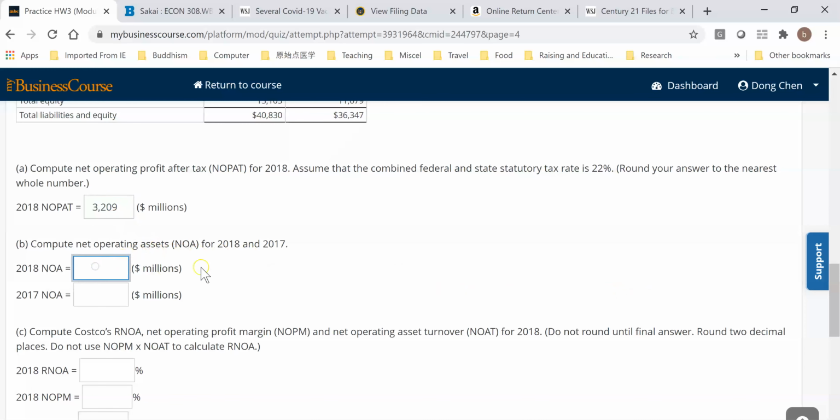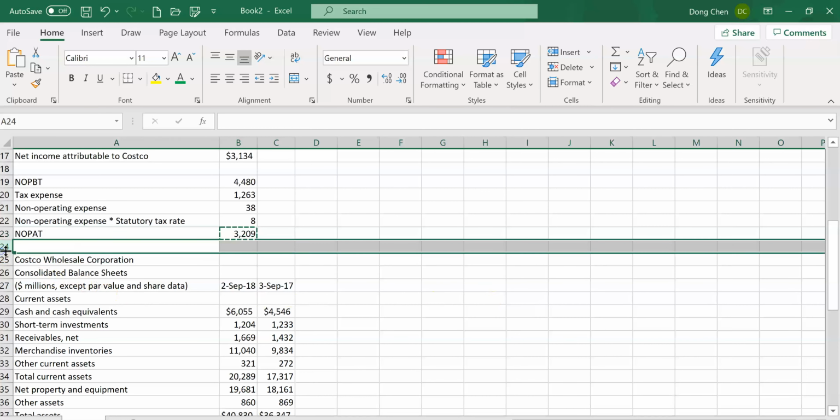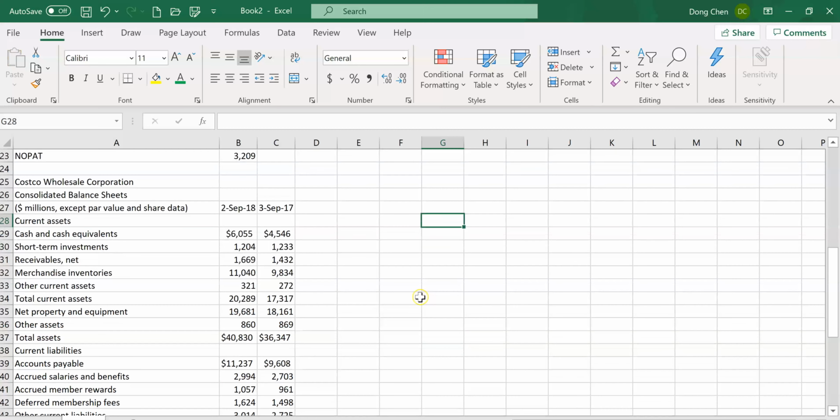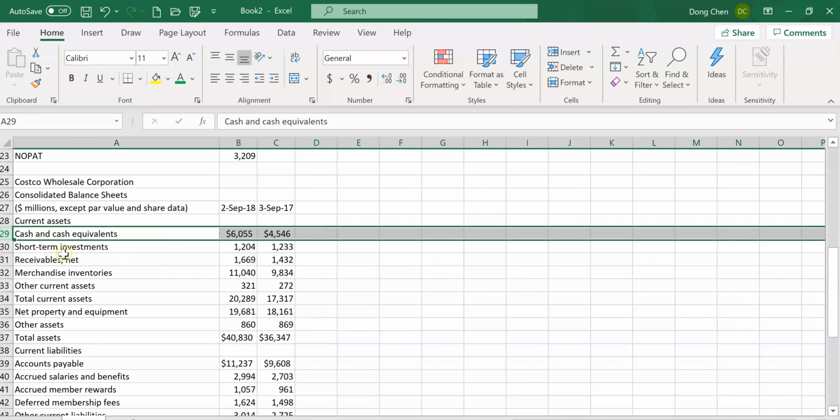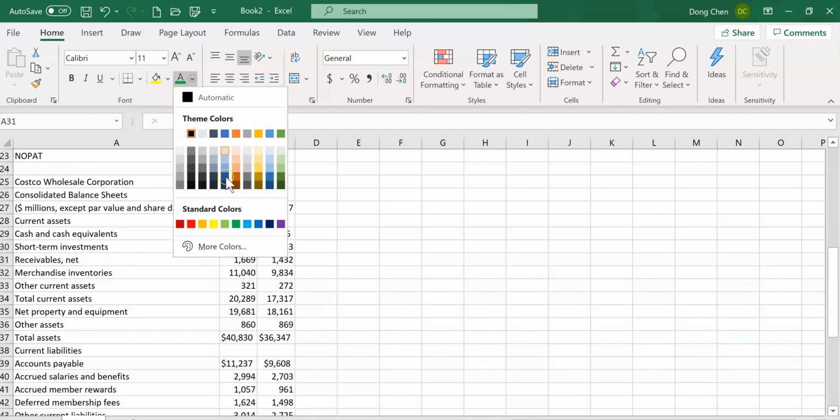And then compute net operating assets. This is based on the balance sheet. Now we just need to do some work similar to what we have done for the income statement. We first categorize each item on the balance sheet, except for the equity items, into operating and non-operating items. Cash and cash equivalents are not operation related. Short-term investments are investment activities, not operation activities. And receivables are operation related.